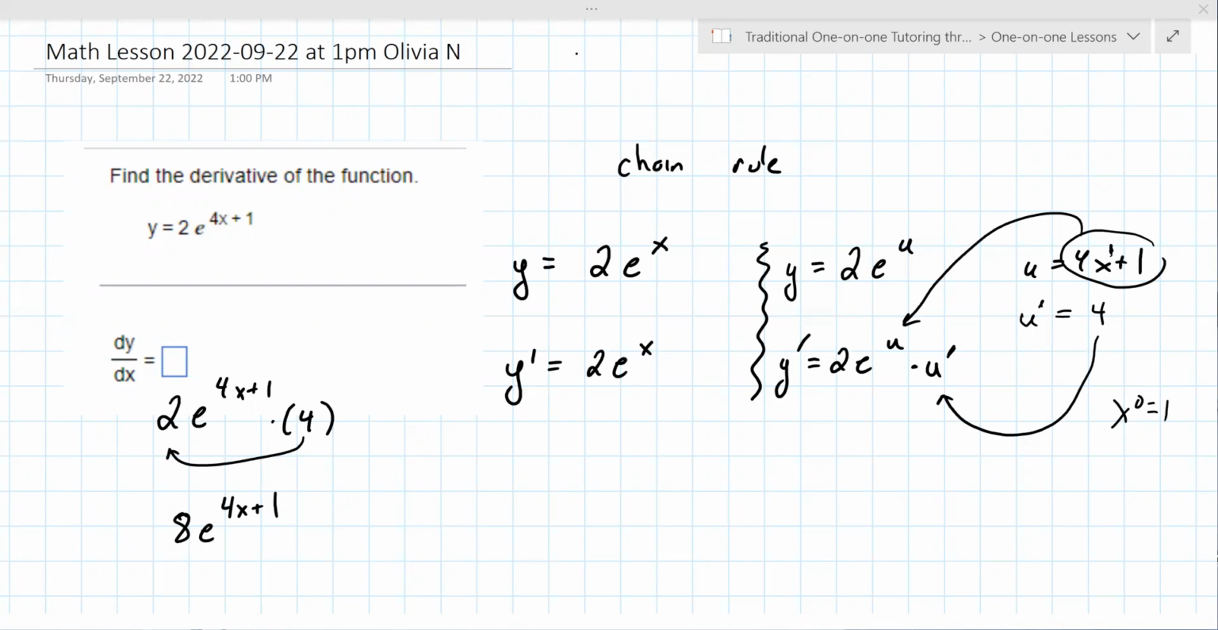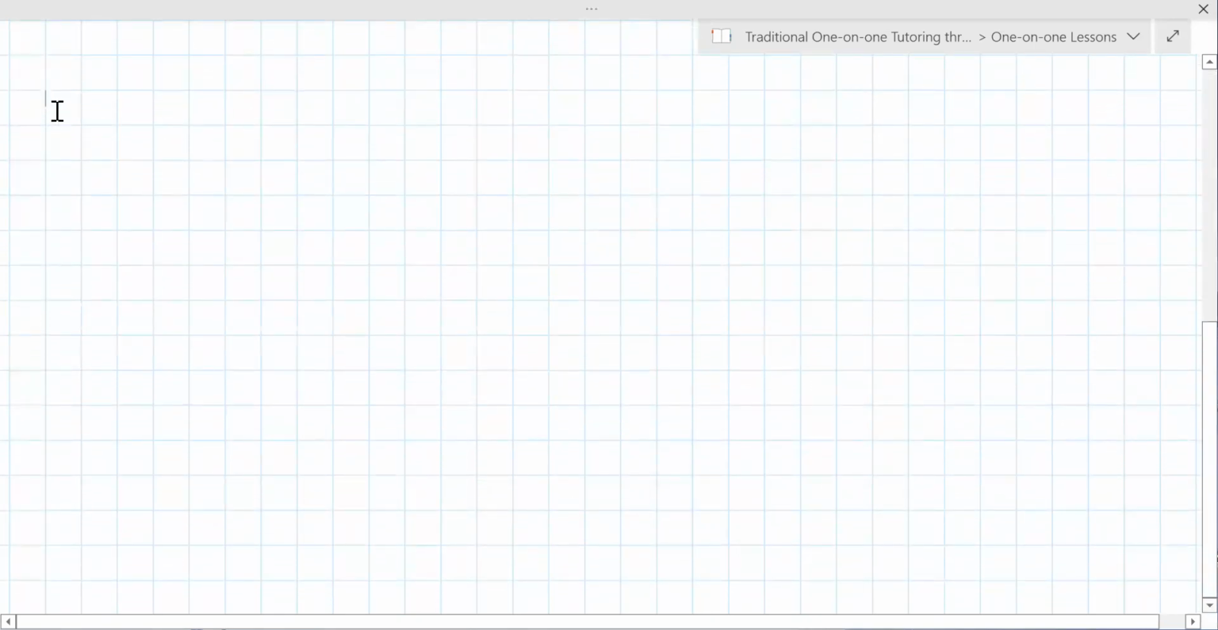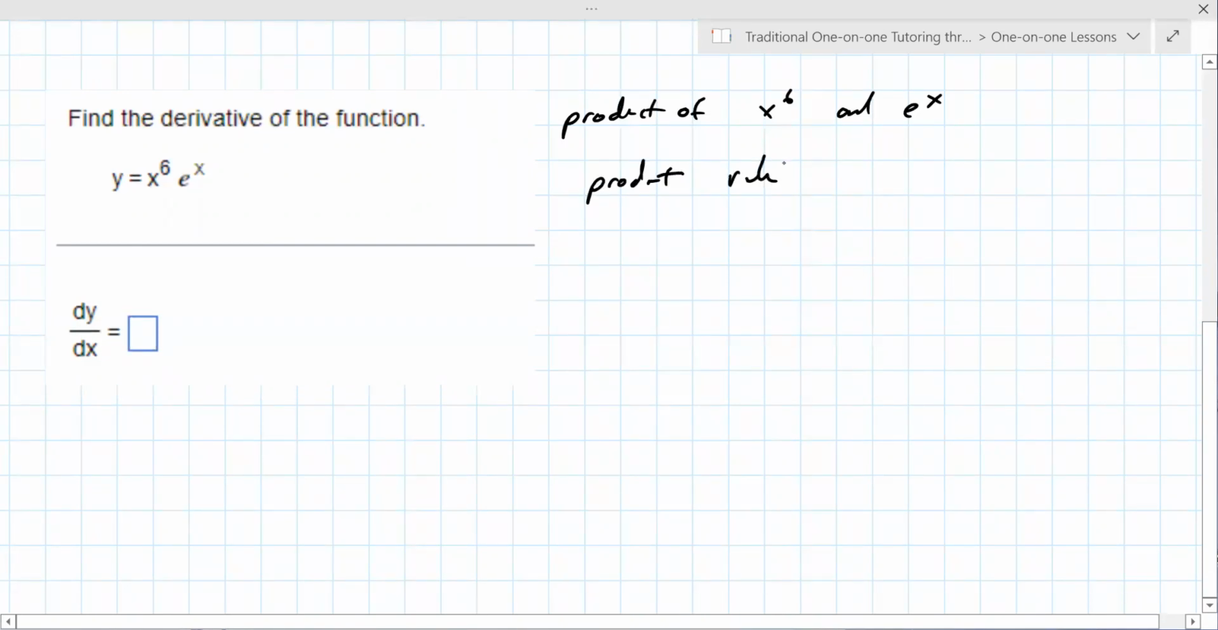Okay, next question that I'm seeing. Find the derivative of the function. It's a product. This is a product of x to the 6th and e to the x. So there is what's called a product rule derivative. Okay, and that is if you have two things, u times v multiplied together, and you want to take the derivative, that's what this prime means. It is u v prime plus v u prime.